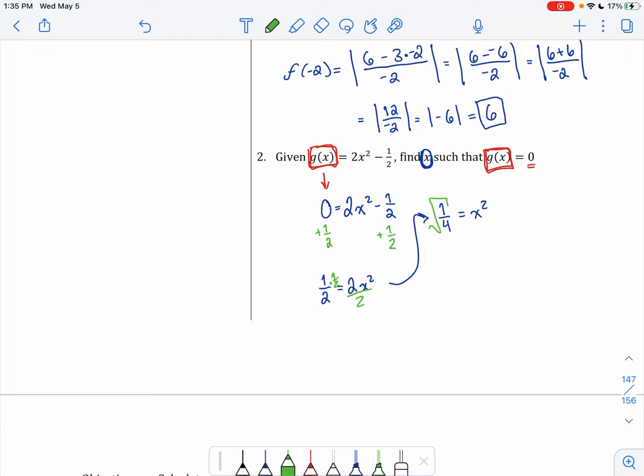We get rid of the squared by using the square root. And remember, it's plus or minus. So square root of 1 is 1. Square root of 4 is 2. Plus or minus 1/2 is equal to x. And now that x is by itself, we finished our problem.